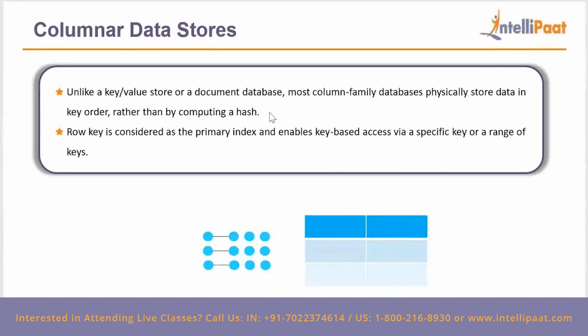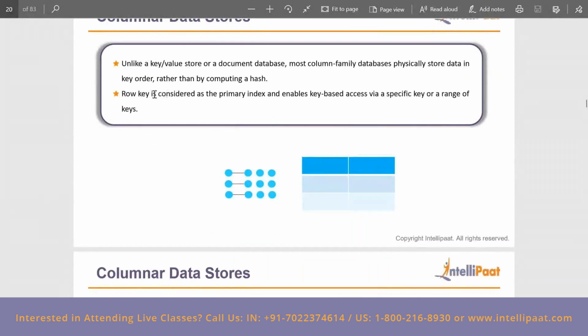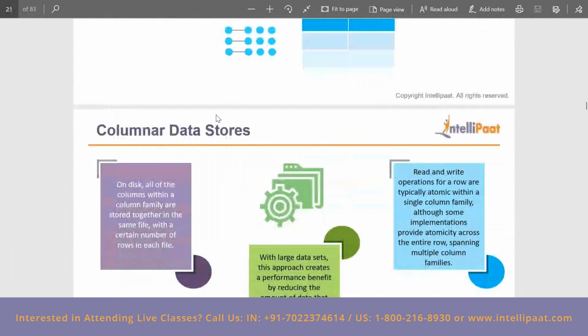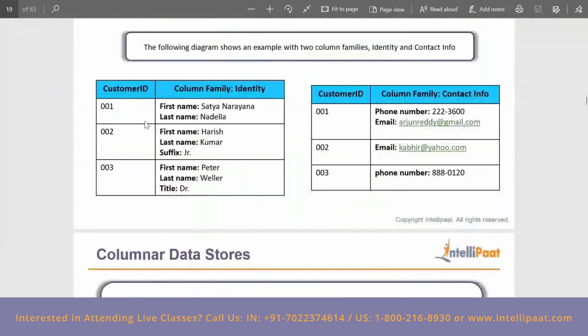But here we don't do that. We actually have a physical value. Row key is considered as a primary index and enables key-based access via a specific key or a range of keys. So here with these keys you access it. There you have to do it with the hash value. Here you access it with these keys itself.